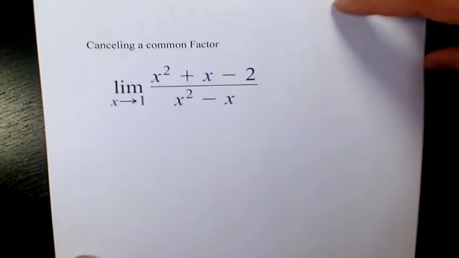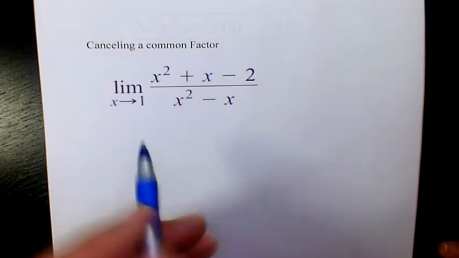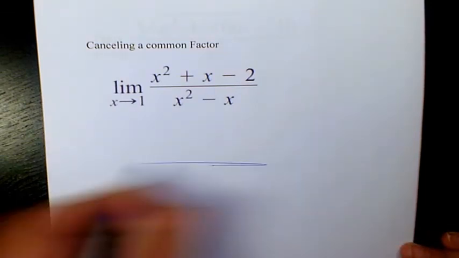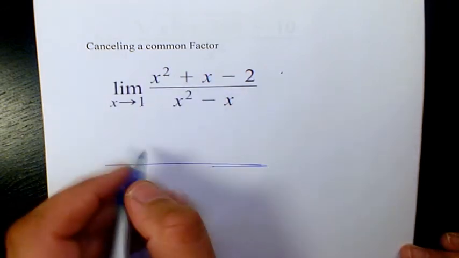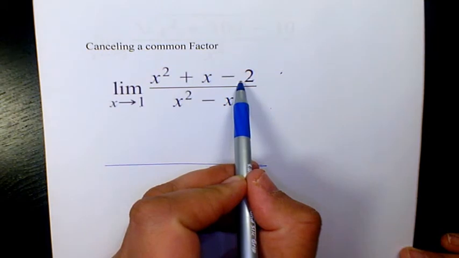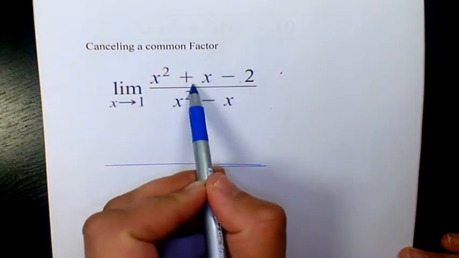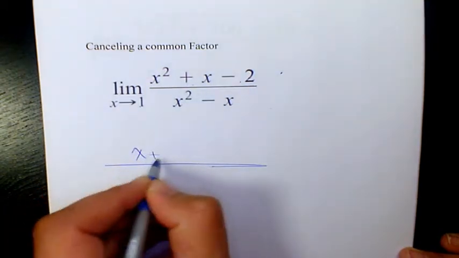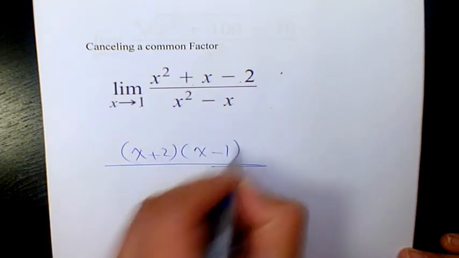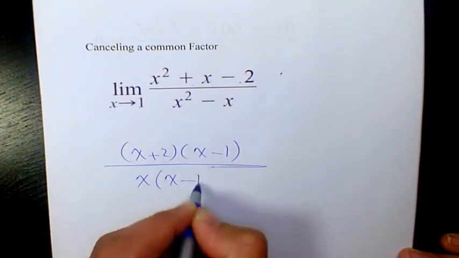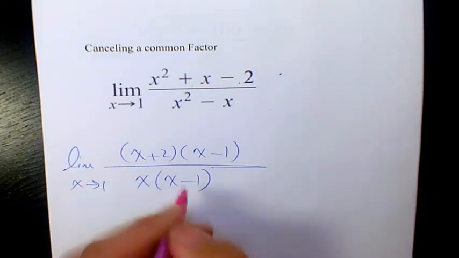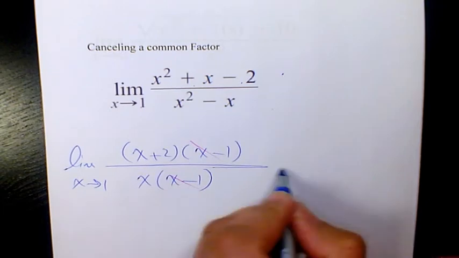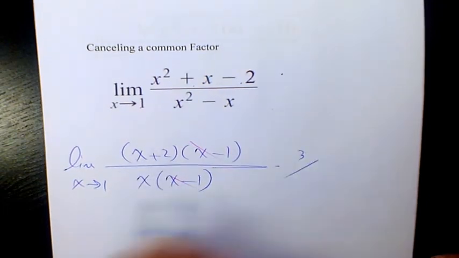Now here it says we need to find it by cancelling the common factor. Because when you put 1 in here, it's going to be 0 over 0. Let's factor it. We need to look for two numbers that multiply to negative 2 and add to positive 1. So it's going to be x plus 2 times x minus 1. The denominator is going to be x times x minus 1, as x approaches 1. x minus 1 and x minus 1 cancel out. We have 1 plus 2, 3, divided by 1, so it's going to be 3.